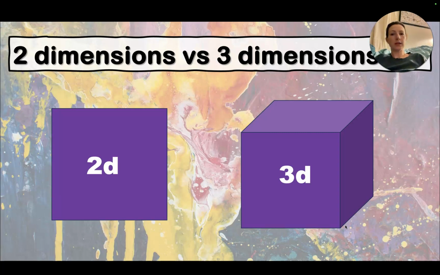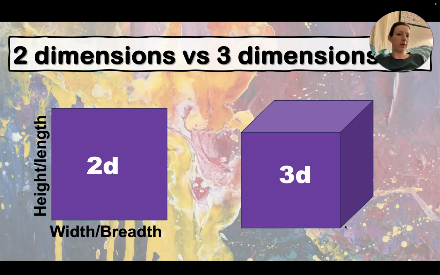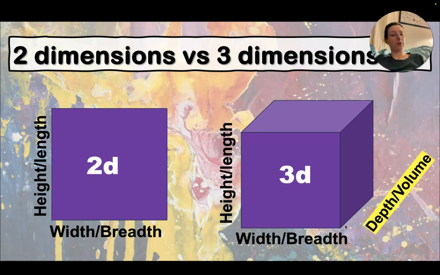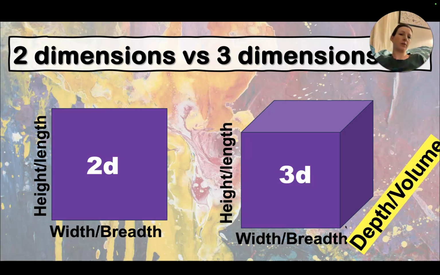So what we're looking at is 2 dimensions versus 3 dimensions. In 2-dimensional work, we have height and length, width and breadth. But in 3-dimensional work, we have height and length, width and breadth, but we also have depth and volume added. So we also have the ability to move around our pieces.